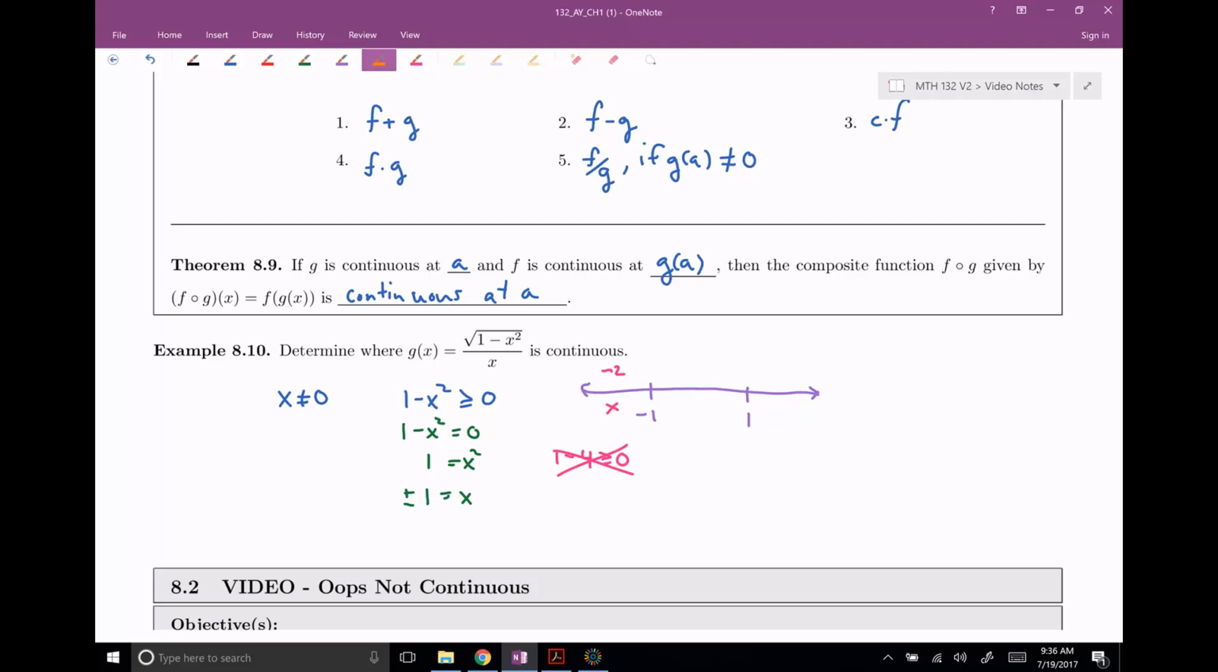Next up, let's choose a test point between -1 and 1. My favorite has got to be 0. So, okay, if I plugged in 0 into my inequality, 1 minus 0 squared, is that greater than or equal to 0? So 1 minus 0 is 1. Is that greater than or equal to 0? Absolutely. So this works out. Great. And then next up, one more.